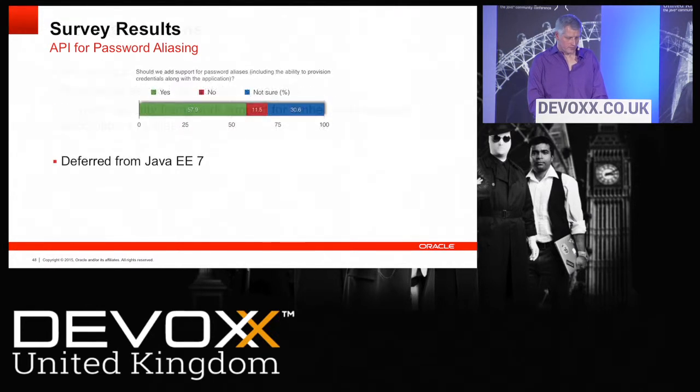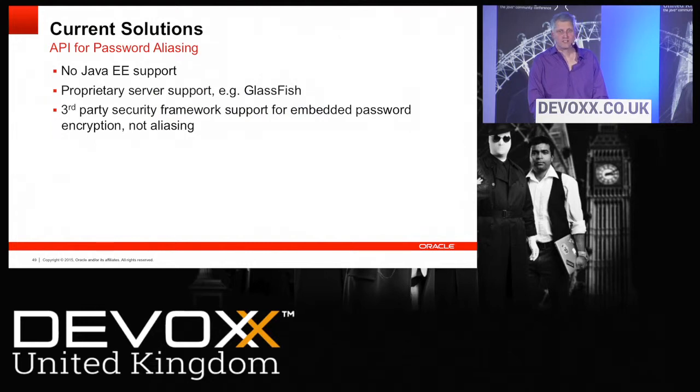Currently, there's no Java EE support for this. Glassfish happens to have password aliasing support, and third-party security providers definitely have ways of hiding your passwords. They usually use an embedded encryption scheme where you pass in how you want to hash it, or whatever algorithm or salt you want to use, and they'll take care of it for you that way.